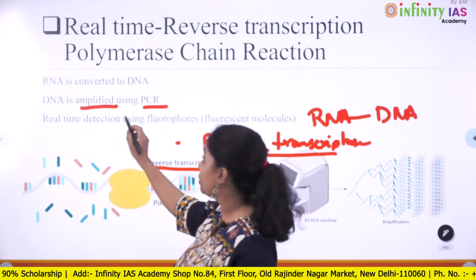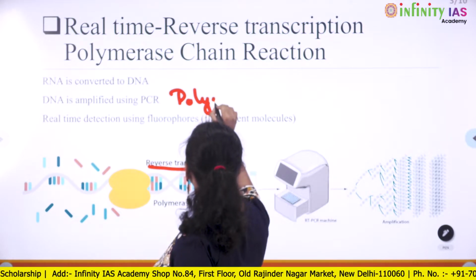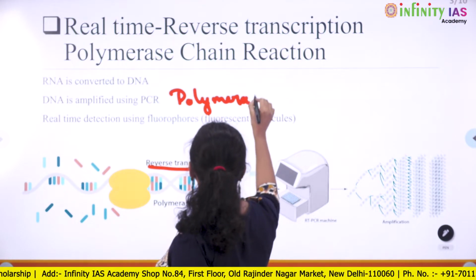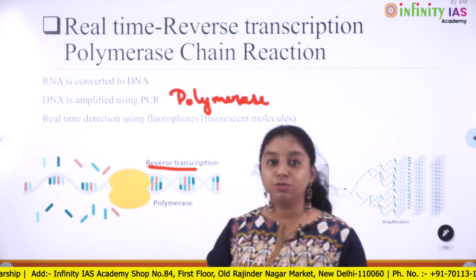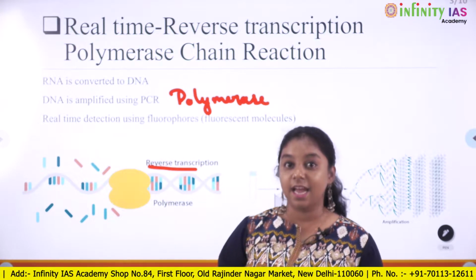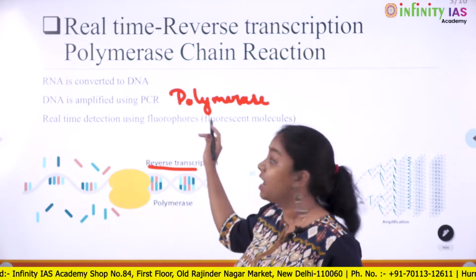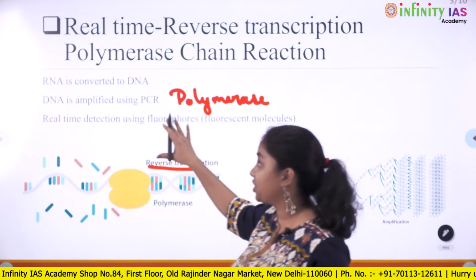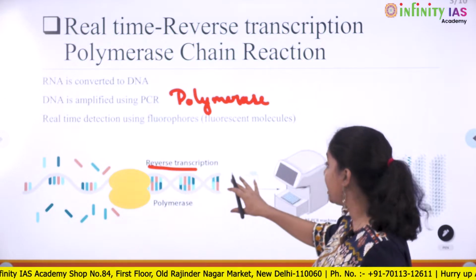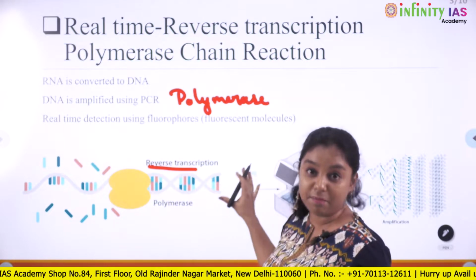And what do we use here? We use polymerase. First, we use reverse transcriptase to convert RNA to DNA, and to amplify DNA, we use something called polymerase. After the DNA amplification is done, this DNA is kept in a machine called a real-time machine.